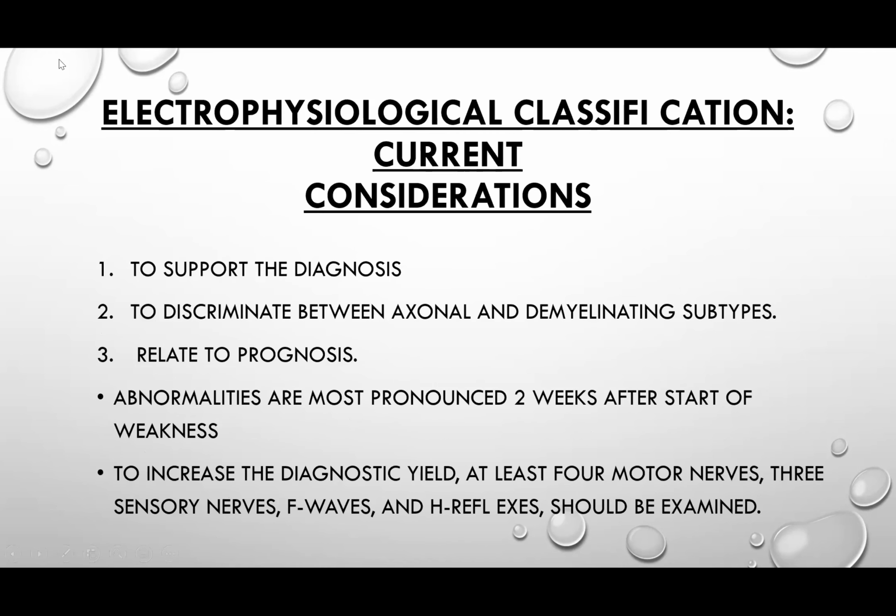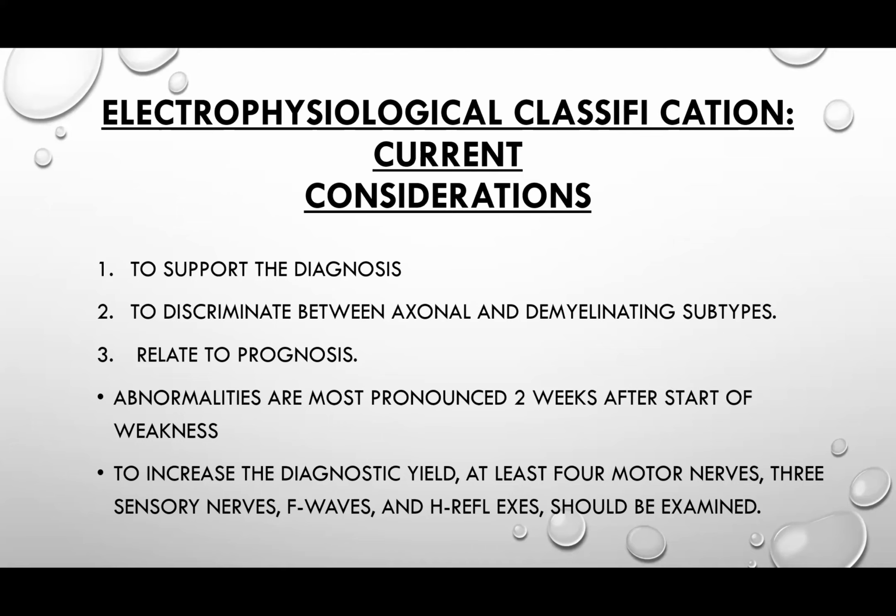Now, electrophysiology. Electrophysiological classification is done to support the diagnosis, to discriminate between axonal and demyelinating subtypes, and relate to the prognosis. Abnormalities are most pronounced 2 weeks after the start of weakness. To increase the diagnostic yield, at least 4 motor nerves, 3 sensory nerves, F waves, and H reflexes should be examined. That's what you have to look for, motor as well as sensory nerves, and F waves, and this is required only to support the diagnosis and not to make the diagnosis.